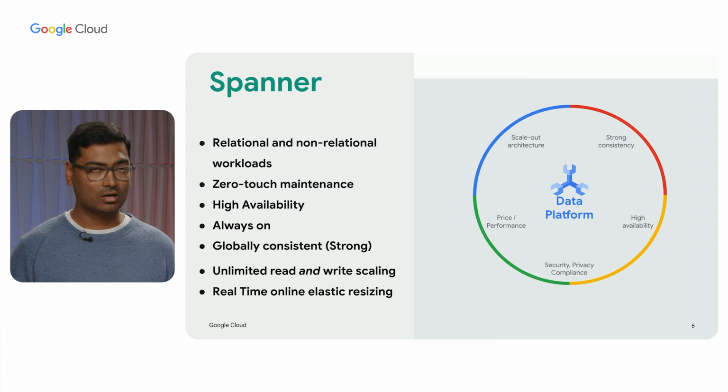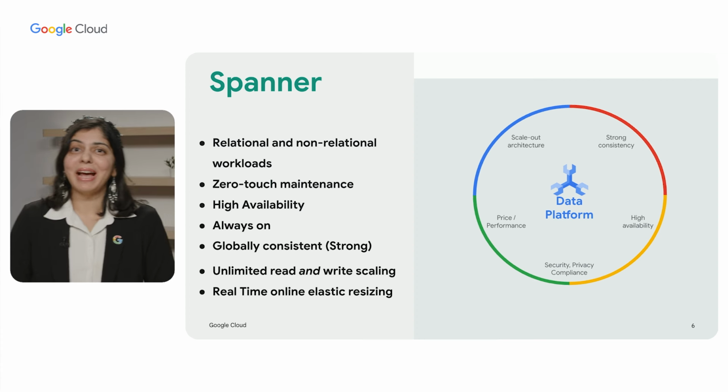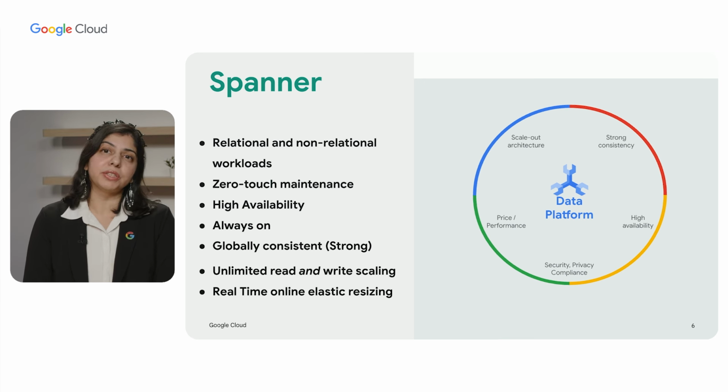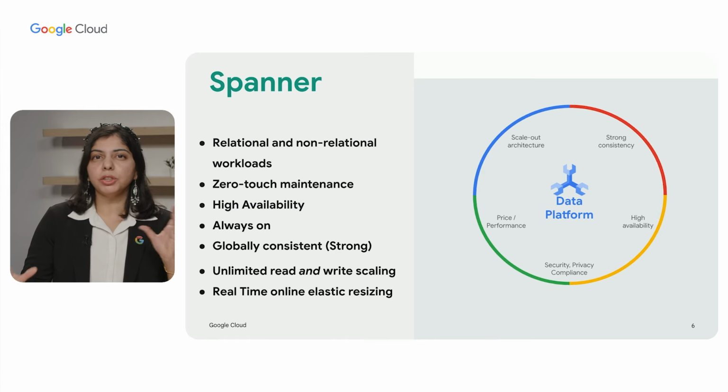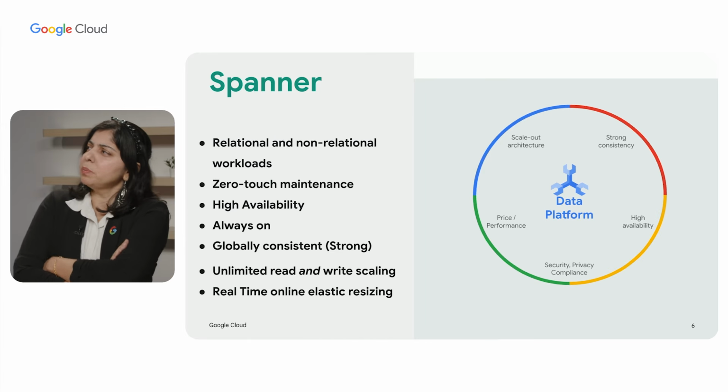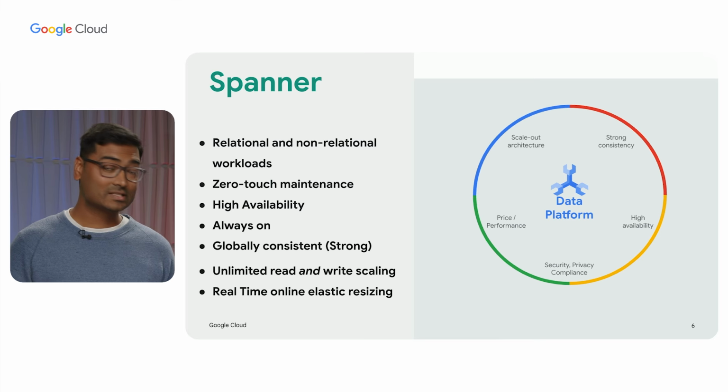It's always on. Zero-touch maintenance, exactly. That will definitely help the operations team. And the consistency challenge. Replication made you eventually inconsistent. What does Spanner promise? Spanner promises global consistency, strong global consistency.